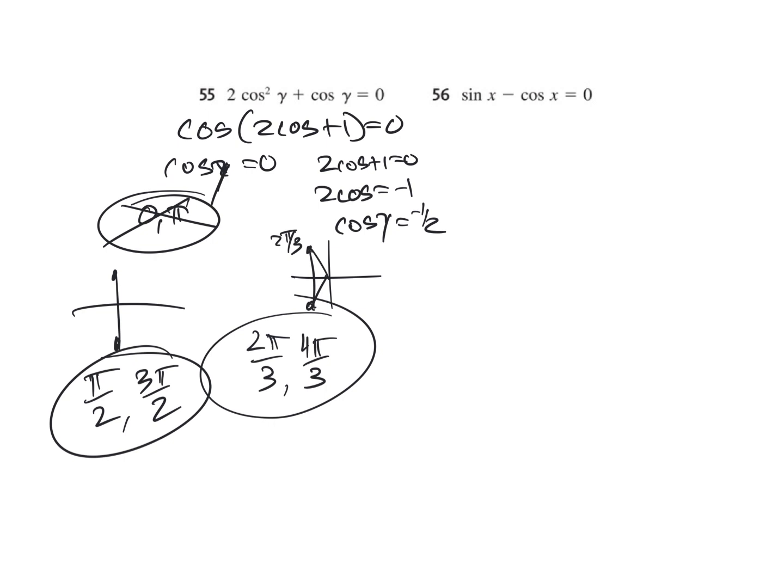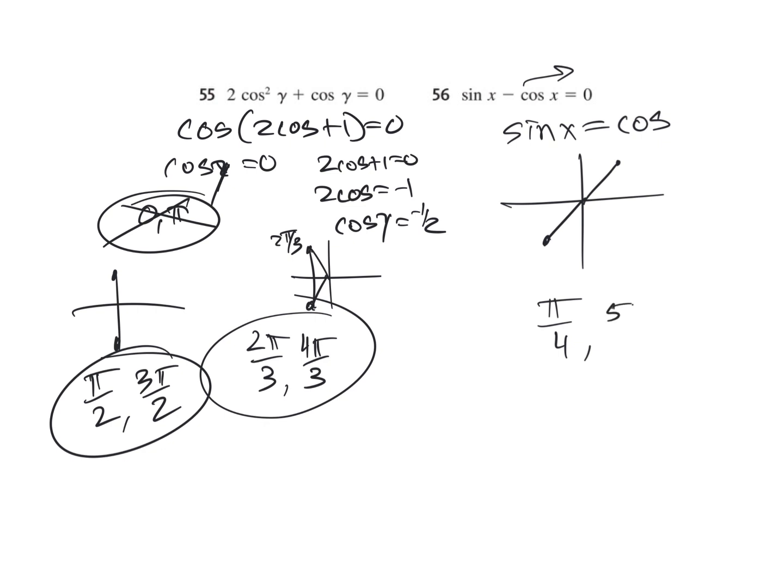All right, next one, 56. Sine minus cosine is equal to 0. A few different ways we could go with this. Difference of squares, putting them back together. Also tangent. One way we could do it is, where is the sine equal to the cosine? Okay, so where does y equal x? Well, that would be at pi over 4 and also 5 pi over 4. And that is the correct answer.